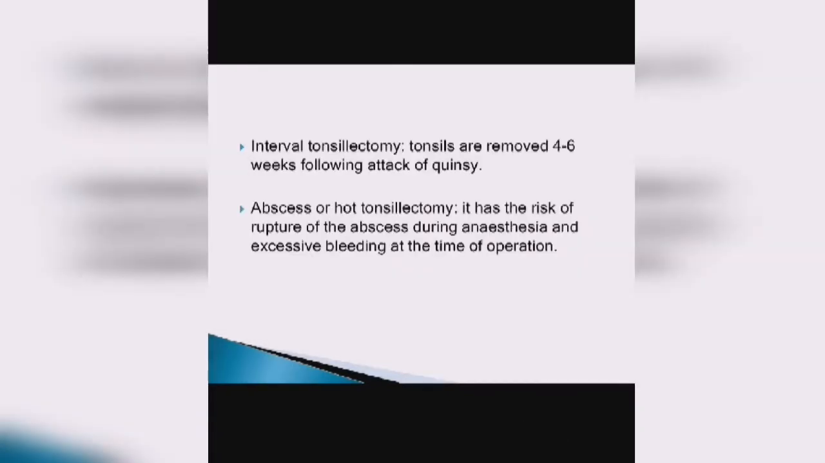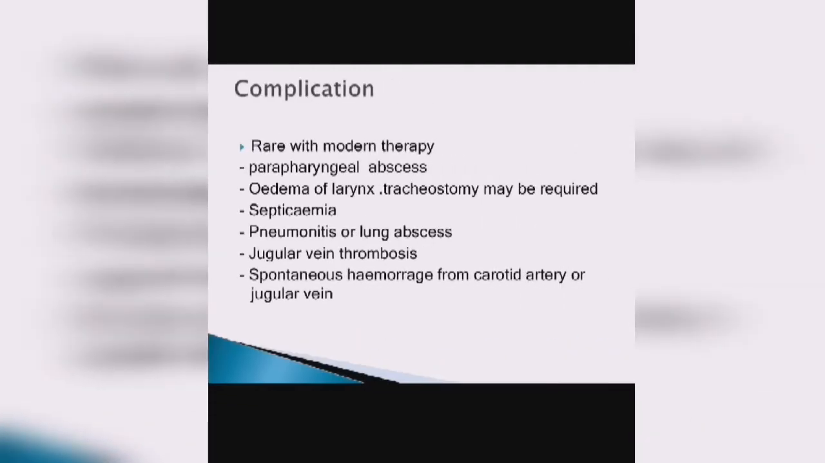The interval tonsillectomy is done if the tonsils are removed 4 to 6 weeks following the attack of the quinsy. The abscess or hot tonsillectomy has the risk of rupture of the abscess during anesthesia and excessive bleeding at the time of the operation. Here are some of the complications of the pretonsillar abscess.